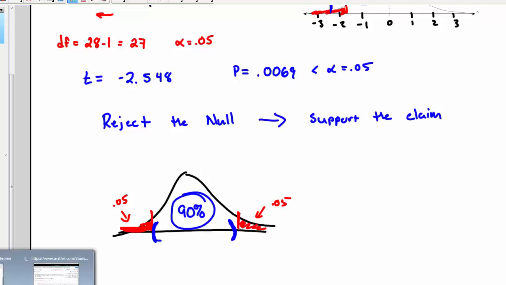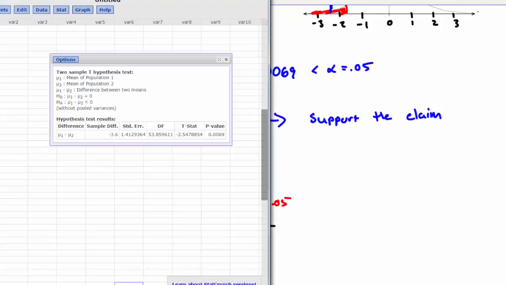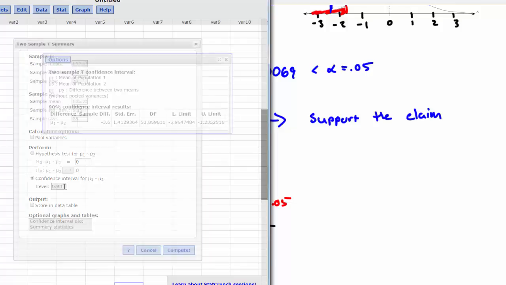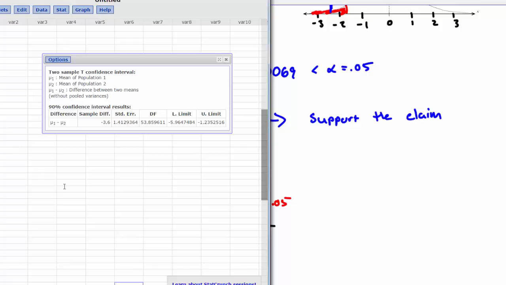Now, the nice thing is this is really easy to do in StatCrunch, and in fact, I don't even need to retype all my data. If I just come in here and I hit Options, Edit, it'll jump me right back in, and all that data is still there, and I can just come down here. Instead of selecting hypothesis test, I can do confidence interval. We're going to use a level of 90% for the reasons I just described. Hit enter, and there we go.